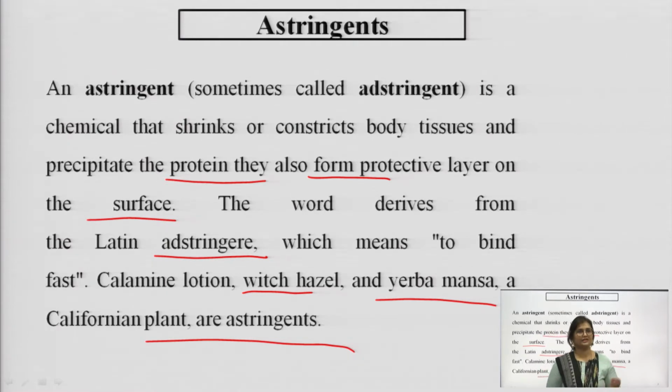So what are astringents? They are chemicals that shrink or constrict body tissues. They also precipitate protein and form a protective layer on our body. These are the various characteristics of an astringent. Here we have a list of commonly known astringents, which are calamine lotion, witch hazel and yerba mansa.